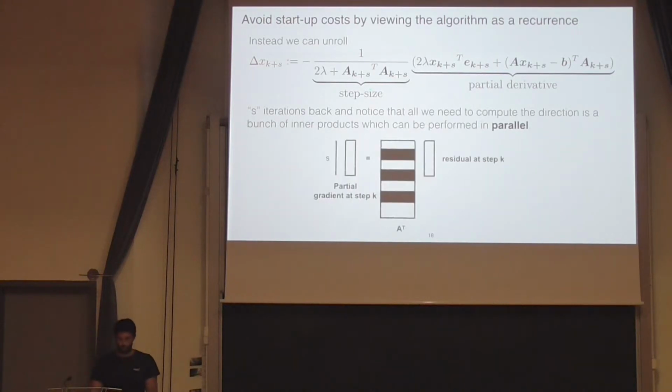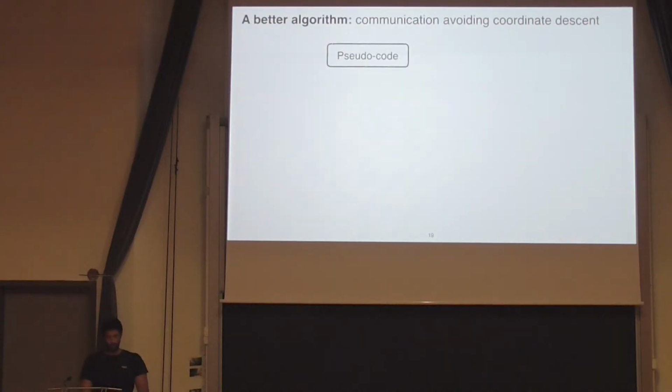We also require some inner products of the chosen columns with the residual at step k. Okay, so this is essentially algebra, right? You can unroll this formula and you can verify the results, so I will not go into these details.